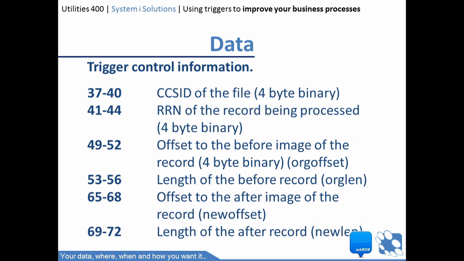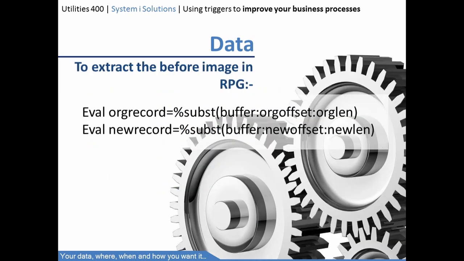Likewise, for a delete, you won't have an after image, so the offset there will be set to 0. So your program needs to be clever enough to know which strings exist depending on the function of the trigger that you're performing. Once you've defined those fields in a data structure, in the string, extracting the original record is very, very easy. This is how you do it in RPG.